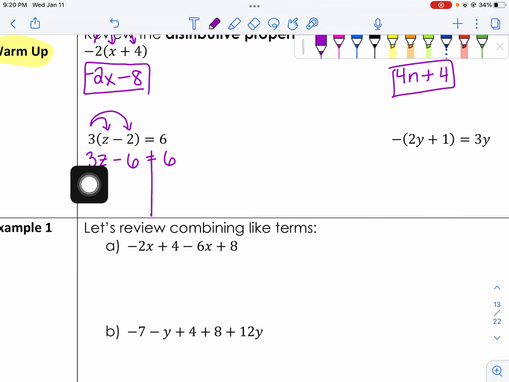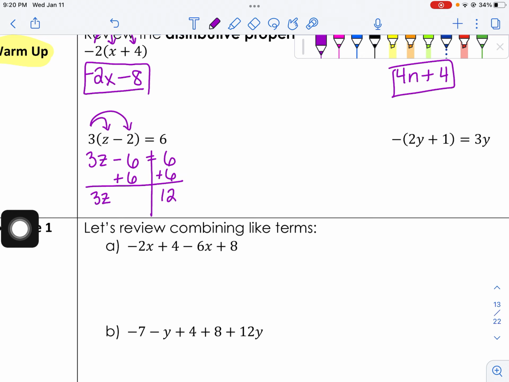Then I want to solve for z. And so I'm going to start by getting rid of the -6. I'm going to use inverse operations. I'm going to add 6 to both sides. And then I'm going to get 3z, because -6 plus 6 is 0. On the other side, 6 plus 6 is 12. Then this is 3 times z.